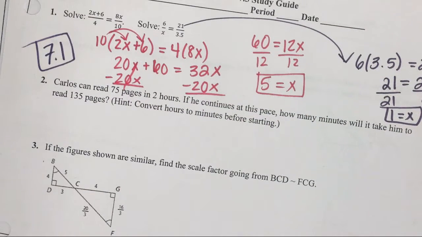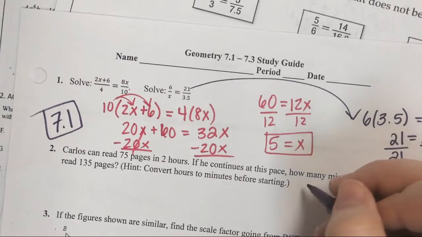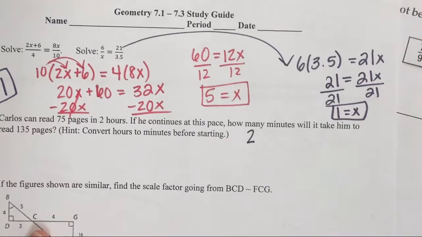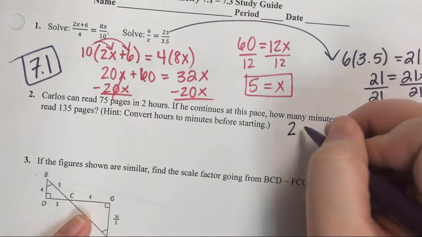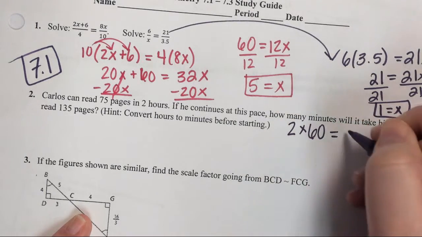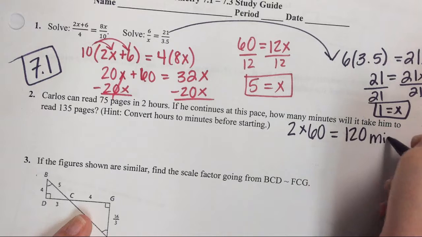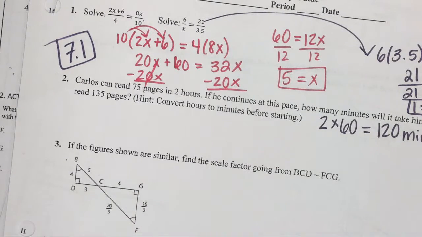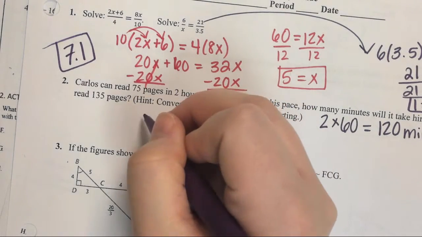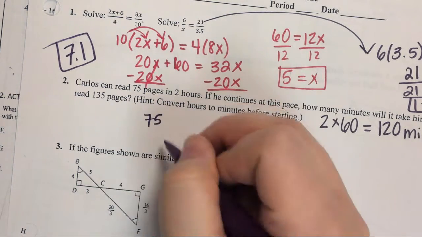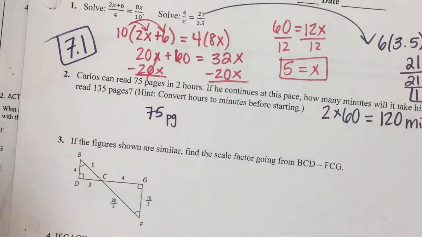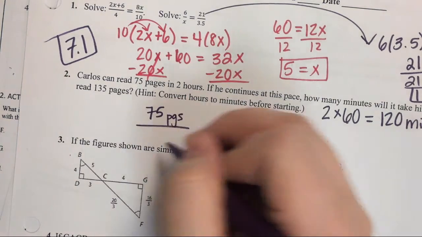It says Carlos can read 75 pages in 2 hours. If he continues at this pace, how many minutes will it take him to read 135 pages? I hope the first thing Kevin actually did on his paper was convert from hours to minutes. So how many minutes are in an hour? 60. So 2 times 60, which is 120. So it took him 120 minutes. Okay, so he did 75 pages in 120 minutes.